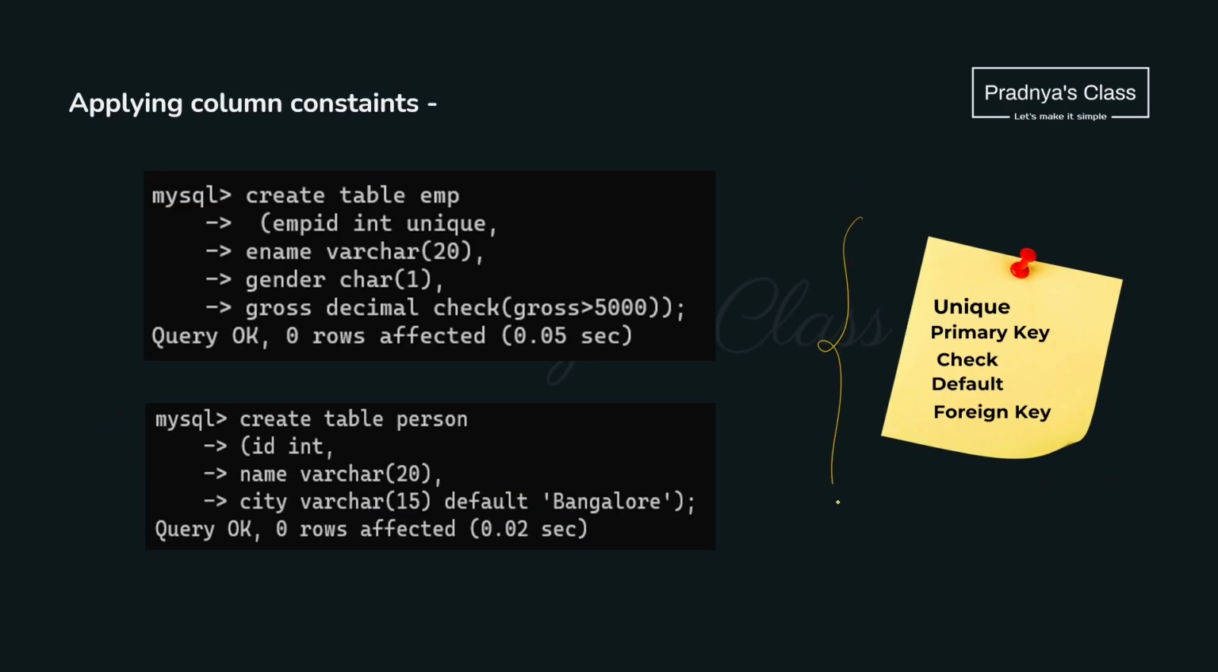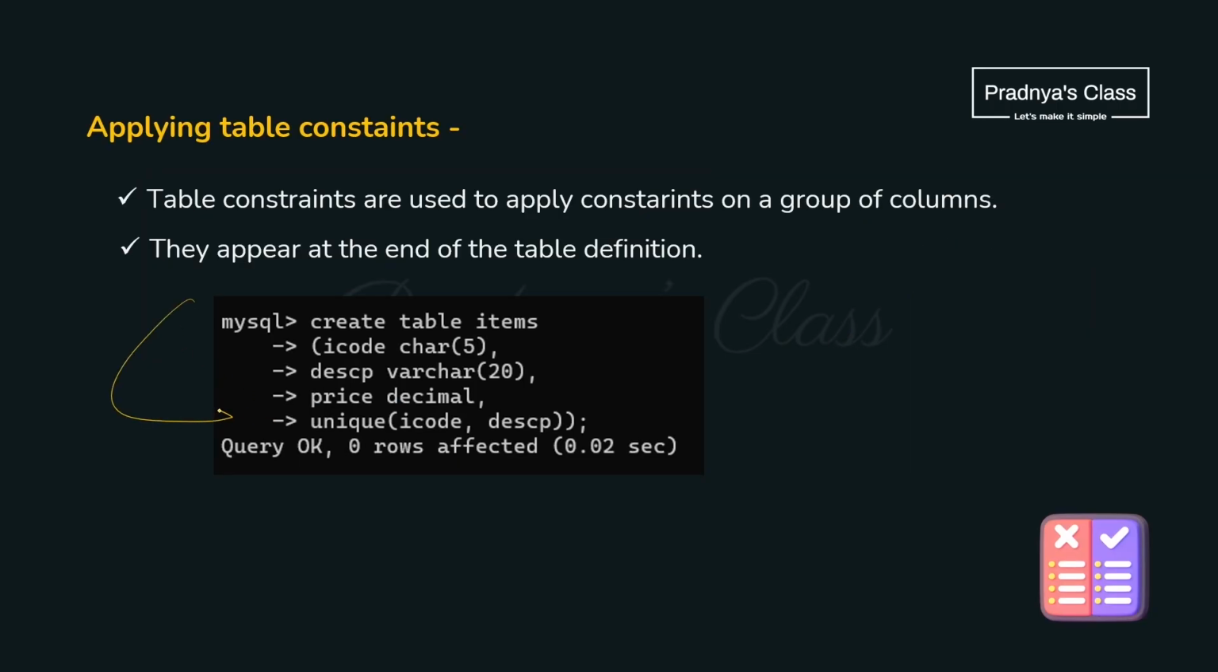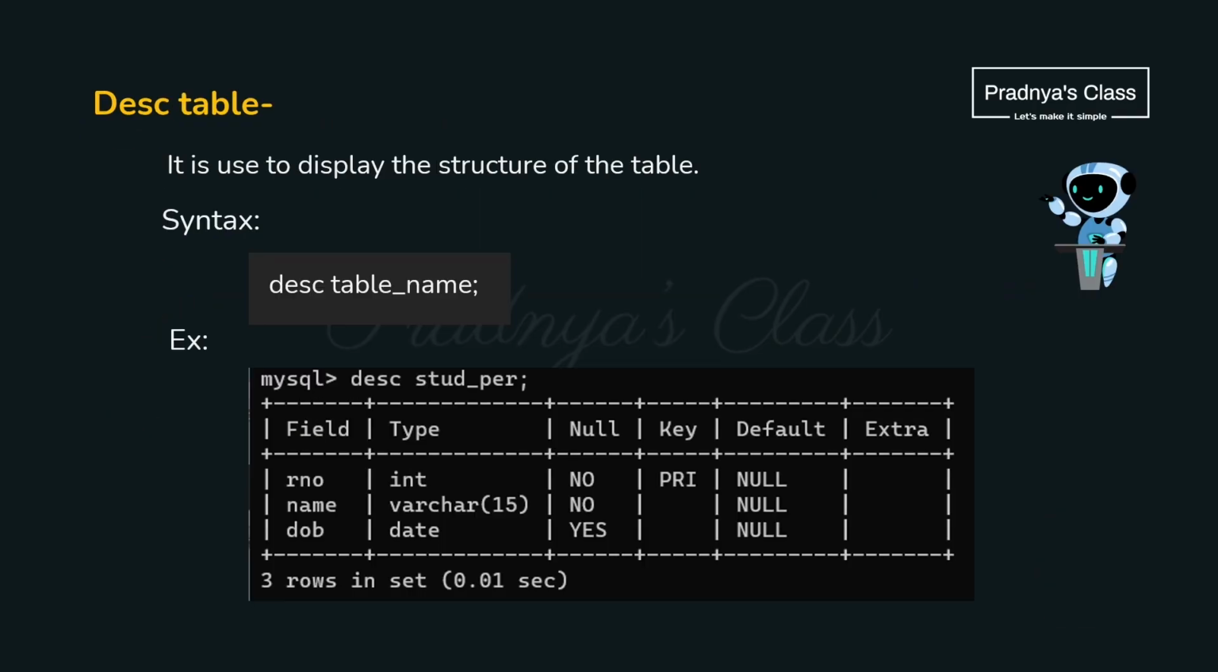We studied these 5 types of constraint that we can apply. Here we are applying check constraint. Here it is default constraint. Here is one example of applying table constraint. We know we can apply table constraint as well as column constraint. Alright, now the table is created. If you want to know the details of the table, here is the command desc table name or describe table name. With this you will get the details of all the columns and its data type.